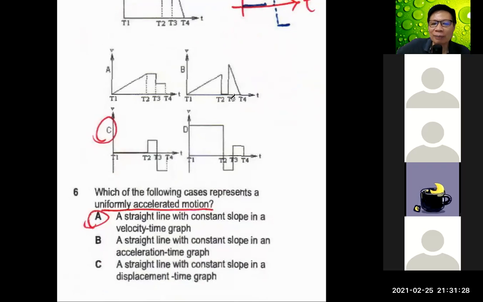A straight line with constant slope in velocity time. In the velocity time graph, you go and check velocity time graphs. Constant slope is uniform acceleration. Okay. Design the 17 graph just now. Constant slope. Slope means a road going uphill lah. Slope means going uphill. Okay. A slope going uphill. Okay. Bernard, okay, understand or not?